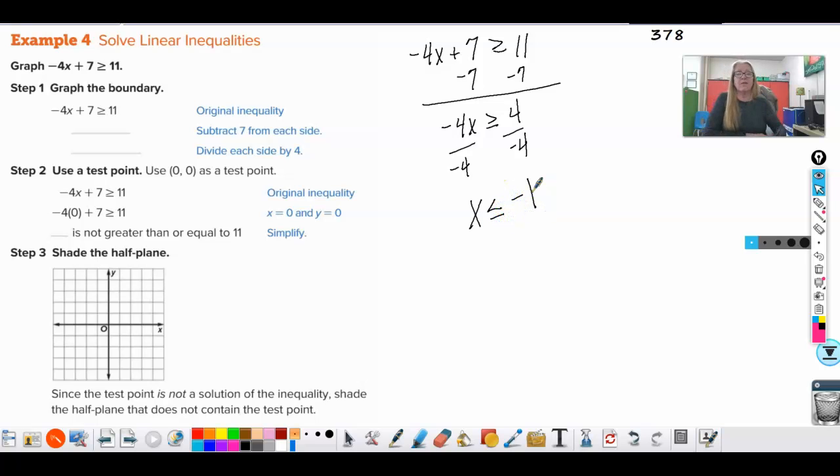If this were x equals negative 1, this is our x-axis here. Where is x negative 1? It's negative 1 right here. It's also negative 1 here, here, here, and here. So that's going to be our line. It's going to be a vertical line, and it's going to be a solid line because there's an or equal to there.